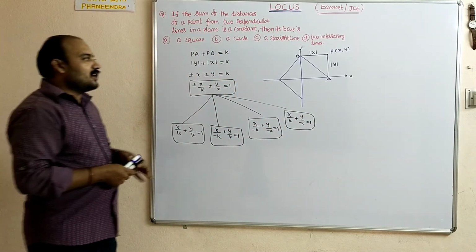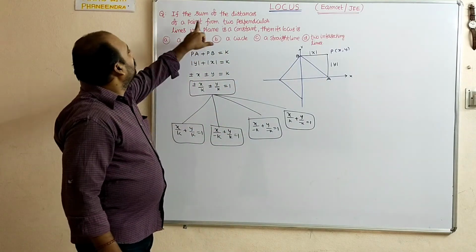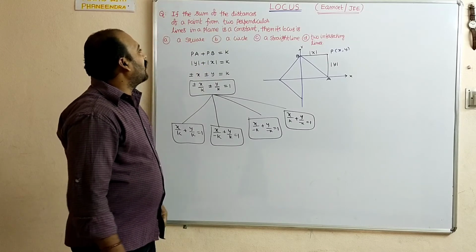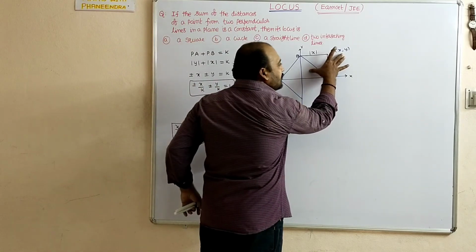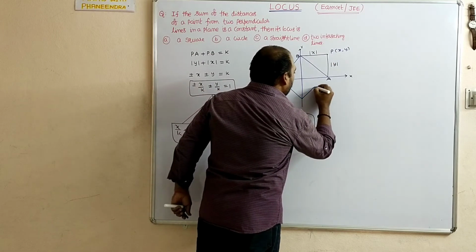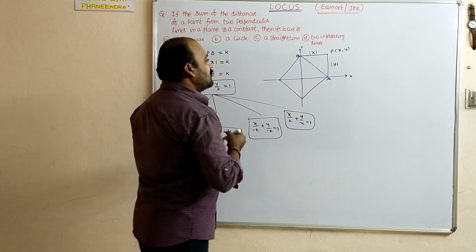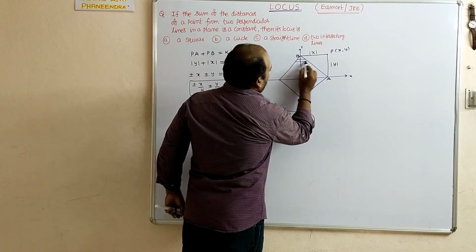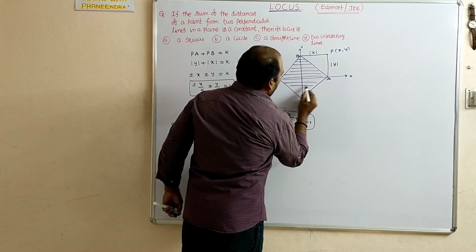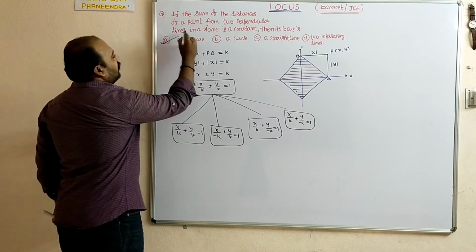So they are asking not only one case, the locus of the sum of the distances of a point P from two perpendicular lines in a plane. In a plane means not only this one, completely. So join these two also. This line belongs to the fourth quadrant. This figure they are asking. So by observing here, according to the option, we have a square.